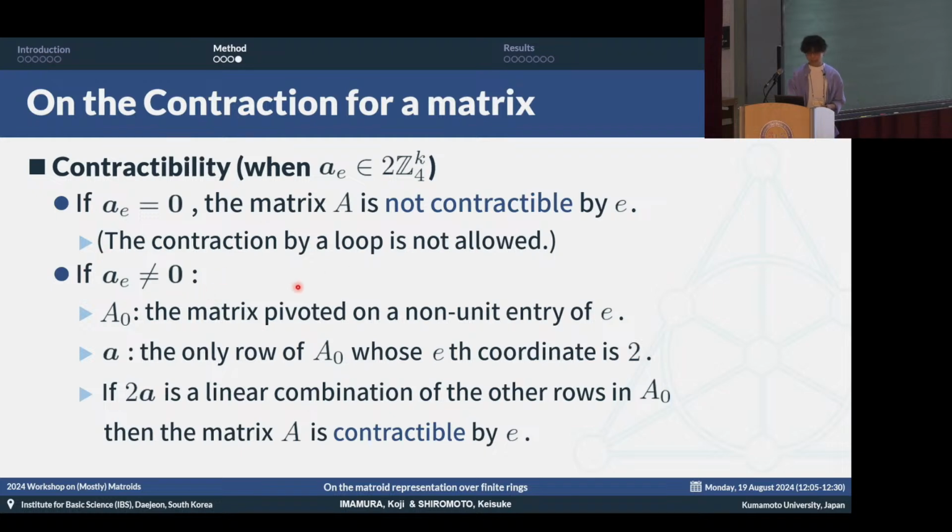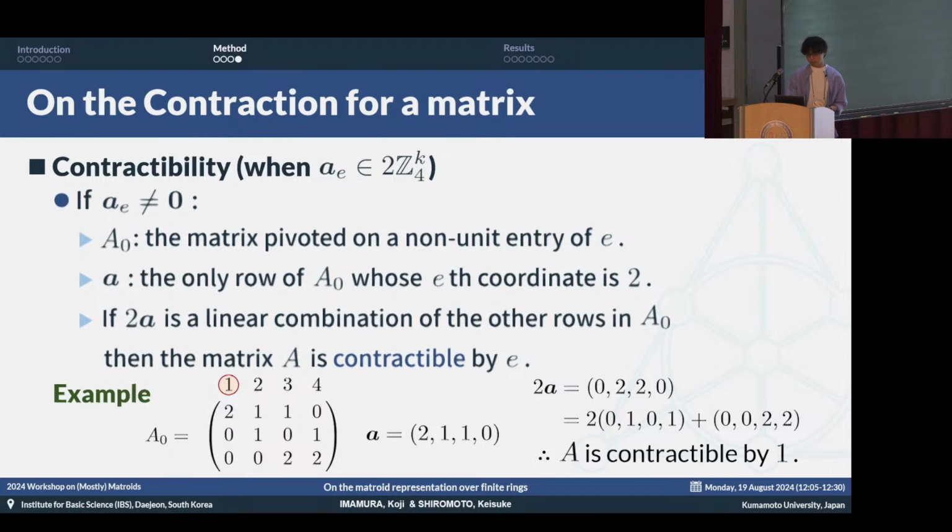Then let A0 be the matrix pivoted on a unit entry of E, and denote by a the only row of A0 whose ith coordinate is 2. Then if 2 times a is a linear combination of the other rows in A0, then the matrix A is contractible by E. Since the situation seems a little bit complicated, I will give an example.